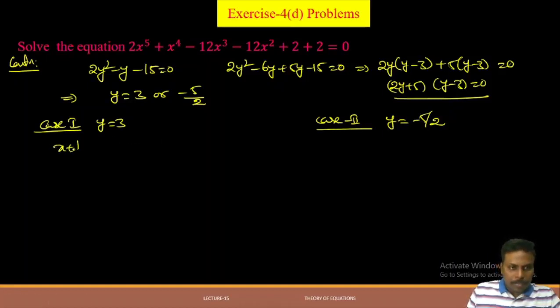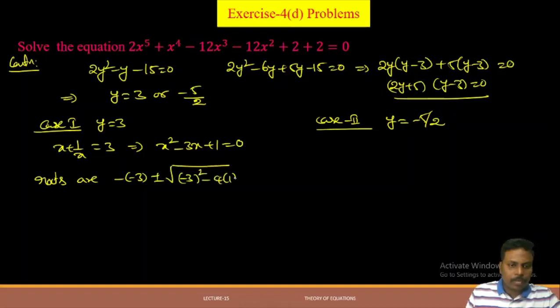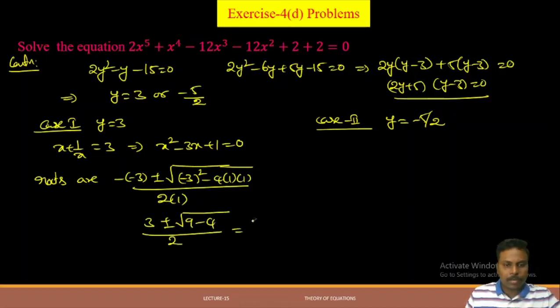So x plus 1 by x is equal to 3 implies x square minus 3x plus 1 is equal to 0. The roots are minus of minus 3 plus or minus root of b square minus 4 into 1 into 1, divided by 2 into 1. So this is 3 plus or minus under root 9 minus 4, divided by 2, that is equal to 3 plus or minus root 5 divided by 2.